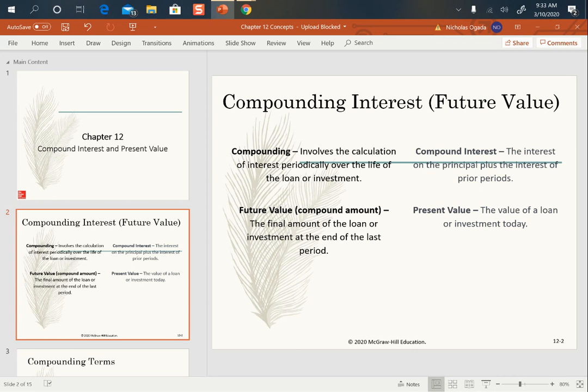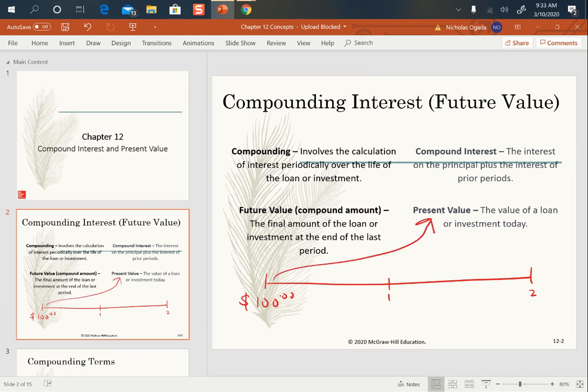The present value is the value of a loan or an investment today. So it's basically the opposite of the compound amount or the future amount. If you look at an investment, let's say you invest $100 today, and you invest this for 2 years. This is the end of year one, this is the end of year two. We know that this is your present value. This is how much you're investing today.